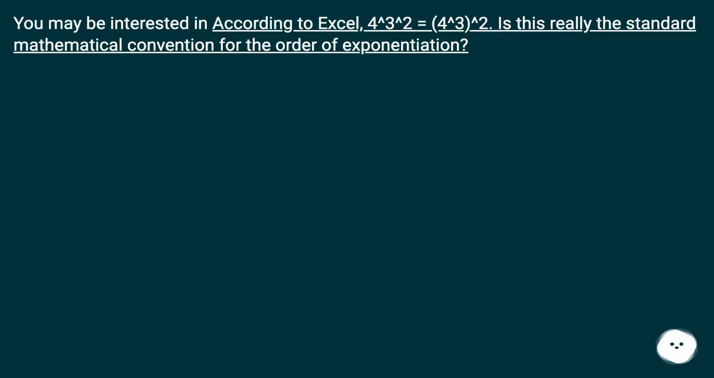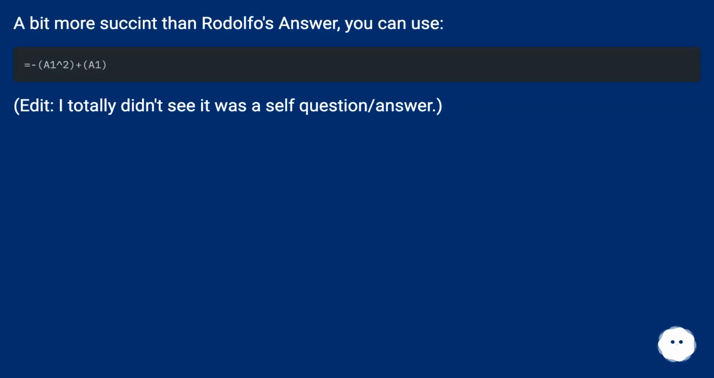You may be interested in this: according to Excel, 4^3^2 equals (4^3)^2. Is this really the standard mathematical convention for the order of exponentiation? A bit more succinct than Rodolfo's answer, you can use this. Edit. I totally didn't see it was a self-answered question.